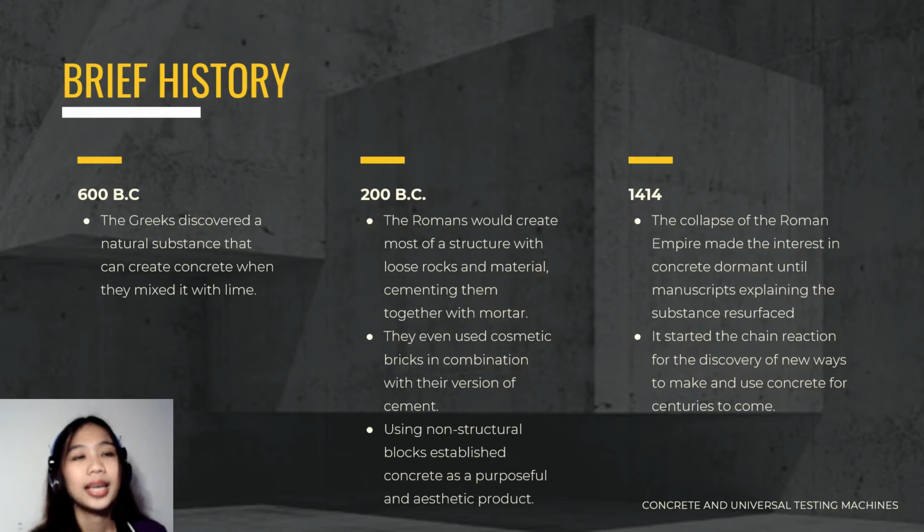As development in concrete continued, in 1440, the collapse of the Roman Empire made interest in concrete dormant until a manuscript explaining the substance resurfaced. This started a chain reaction of discovery of new ways to make and use concrete for centuries to come. They developed concrete further and how to make their structures stronger.